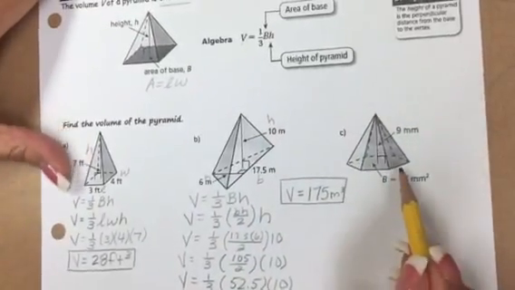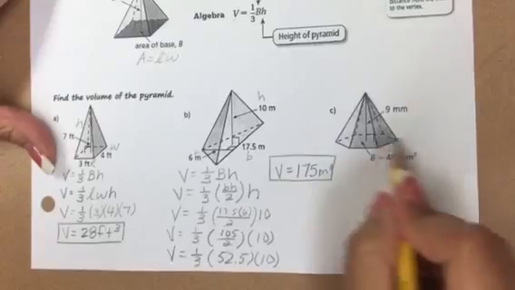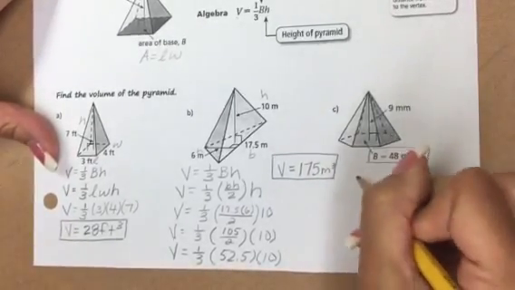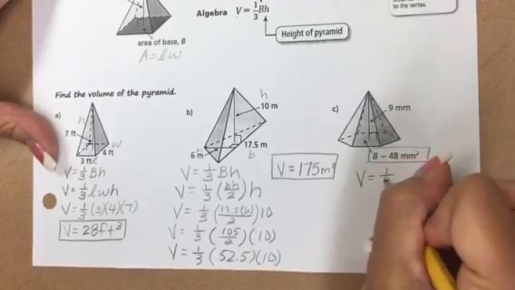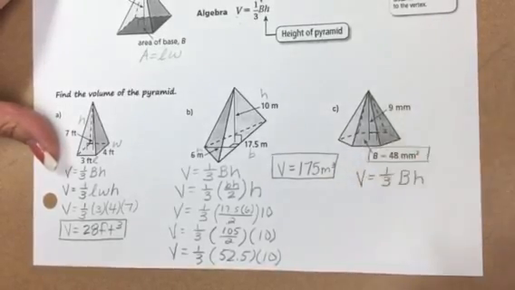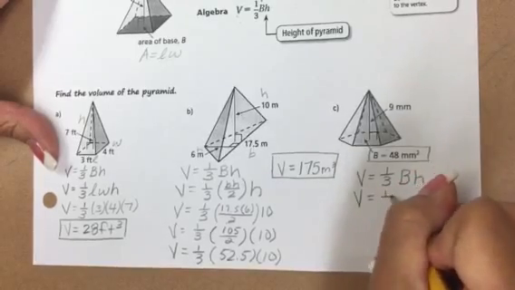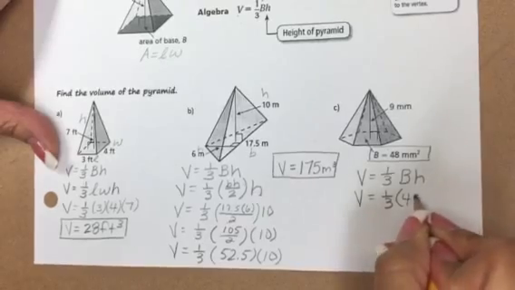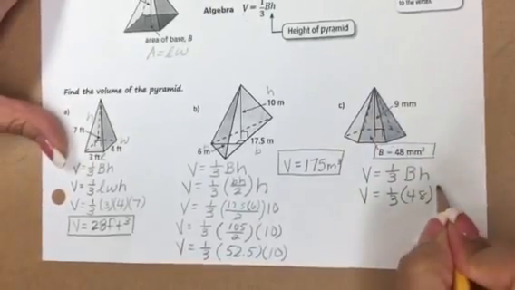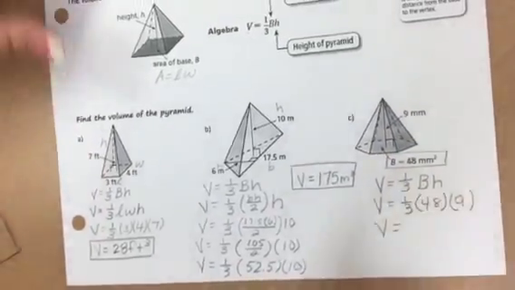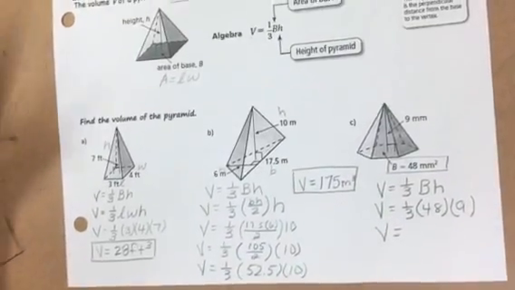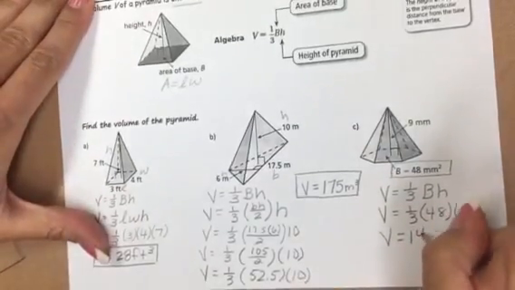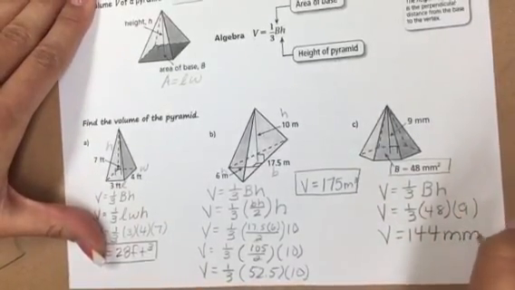Now in our last shape, this is my favorite one because I have my area of my base already because they gave me my capital B. So cool. When I write my formula out, I write volume equals 1/3 capital B times H. And now all I have to do when I substitute my capital B, it's already 48. So I multiply 48 and the height of my pyramid is 9. Now when I multiply these out, I write out 1/3 times 48 times 9, and I get 144 millimeters cubed.